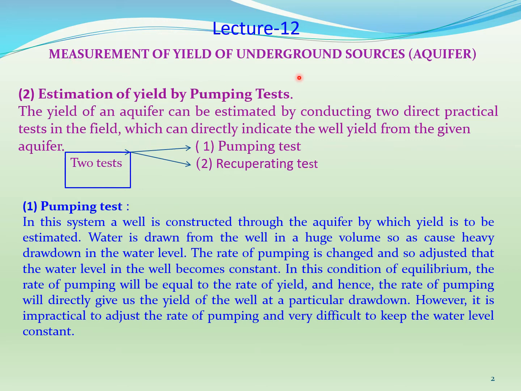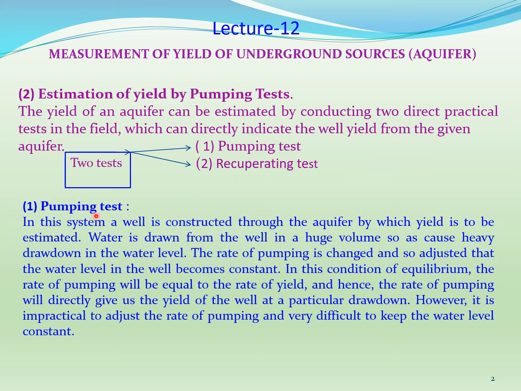Measurement of yield of underground sources or aquifer. The yield of an aquifer or underground sources can be estimated by two practical tests in the field, which are pumping test and recuperating test. And these two tests can directly indicate the yield of an aquifer.